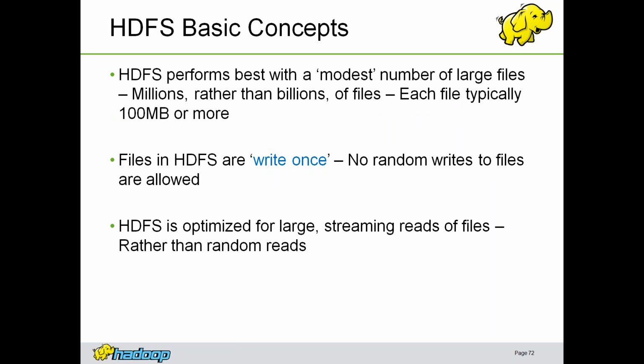Another few basic concepts: HDFS performs best with a modest number of large files, millions rather than billions, each typically 100 MB or more. HDFS performs best on large files of data, and files in HDFS are write-once; no random writes are allowed in HDFS. You can only write one time in the HDFS layer. You can also process data on your normal hard disk, but it will not be processed very fast in the Hadoop manner. It will not process under the MapReduce model.